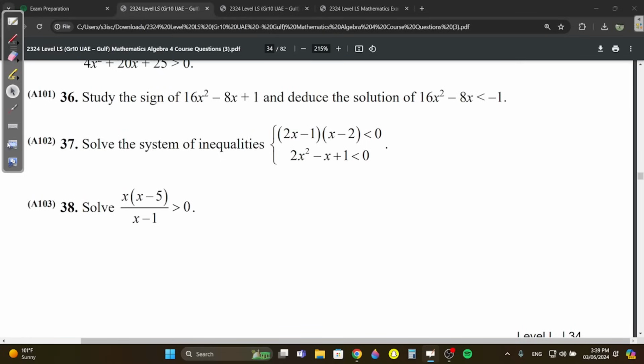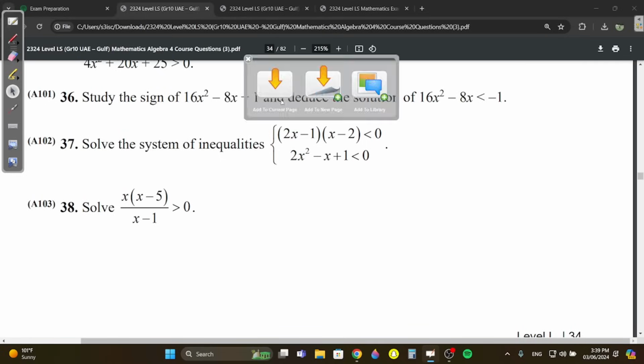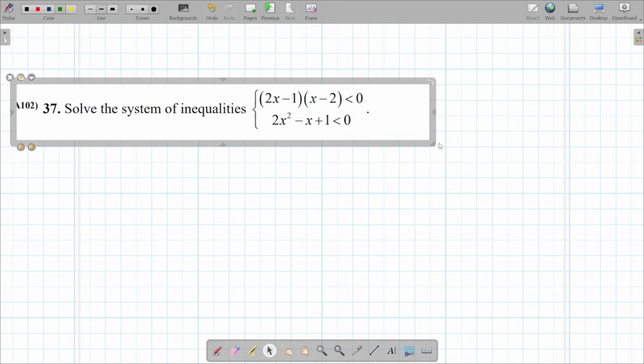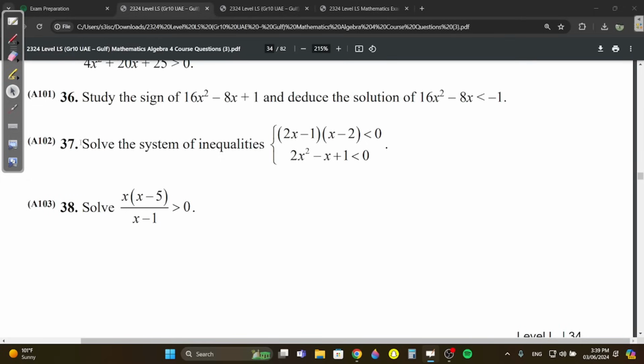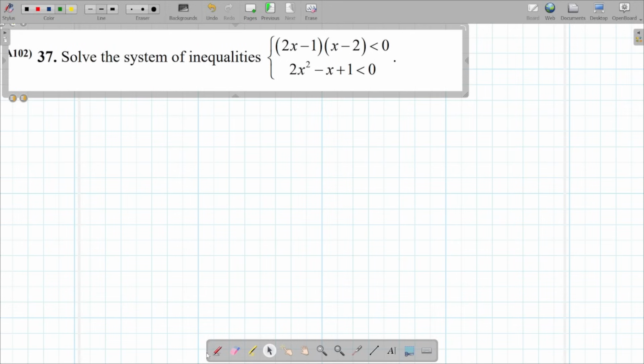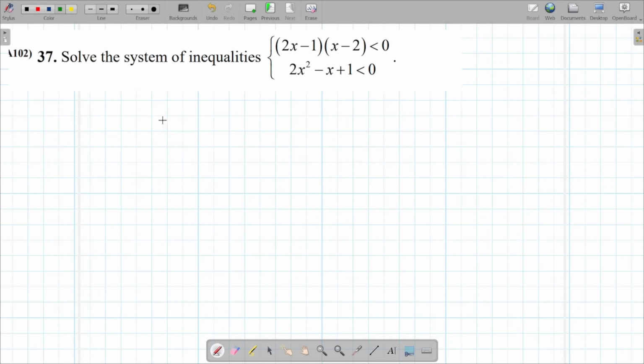Okay, next. Question 37. Solve the system of inequalities. When you're solving a system, it's very, very important. Pay attention to the steps I give you, and please show your work in your written, guys. I want you to get full marks. Let me show you. When you're solving a system, you solve the first one, you solve the second one, and then you plot on a number line.